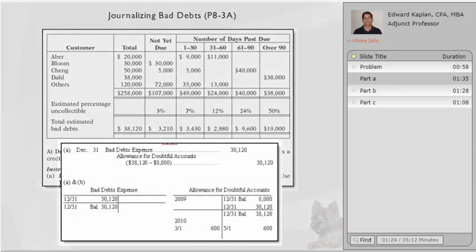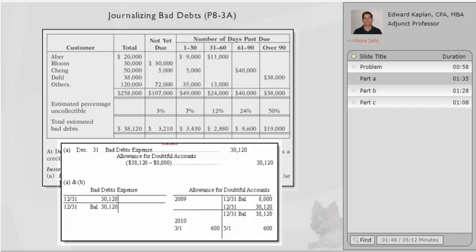Okay, now you see the solution in front of you. We have to debit bad debt expense for $30,120 and credit the allowance for doubtful accounts in the same amount. Well, how did we come up with that number? Well, we know that the total estimated bad debts was supposed to be $38,120, and we already had a credit balance sitting in the account of $8,000.